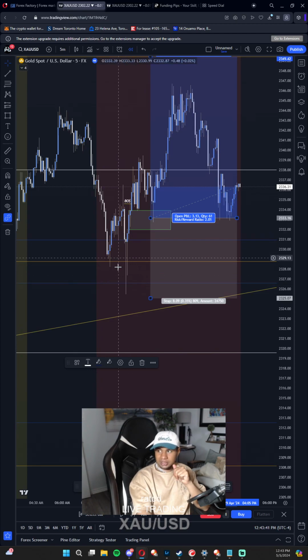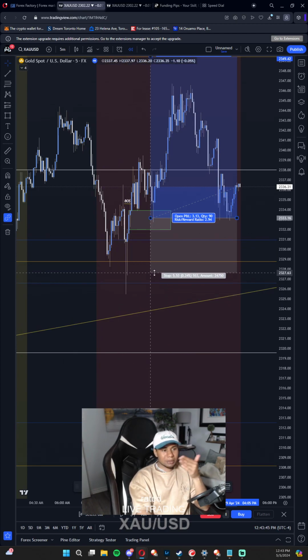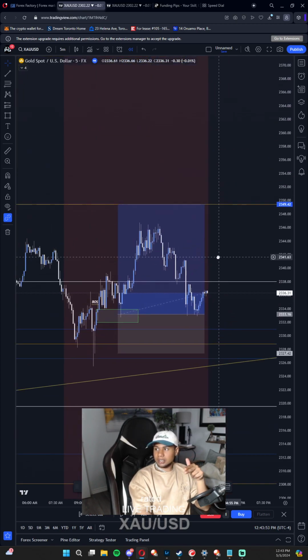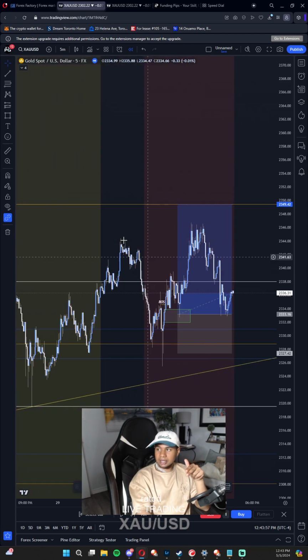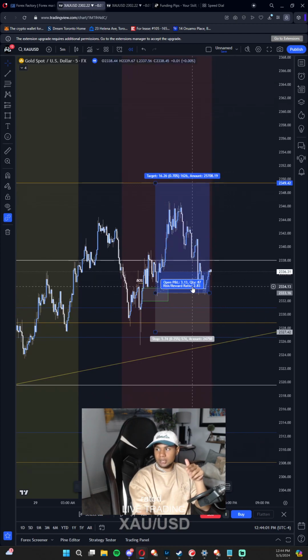We can clearly see this looks a little bit like manipulation. Unless they want to manipulate the market twice, which is rarely the case, we're going to go ahead and just give it some room over here below this low. And our take profit, again, is just going to be right here at the Asian session high and over here at the 1.618.